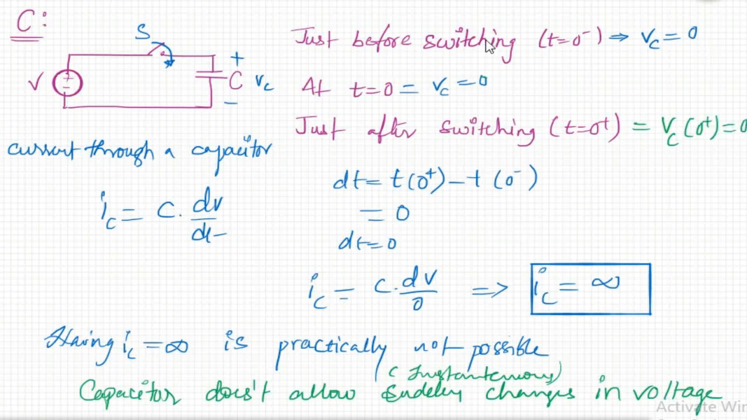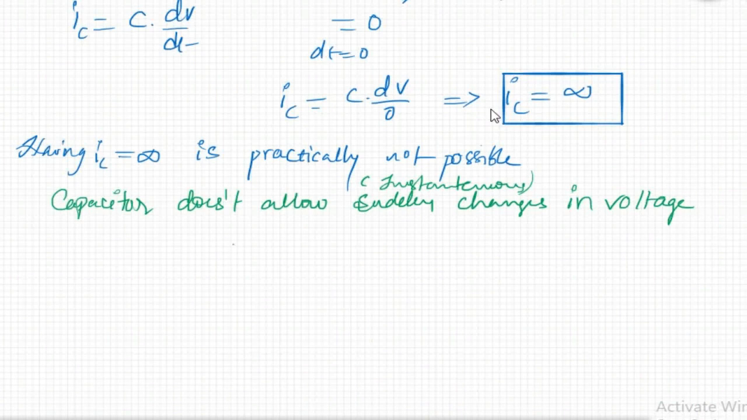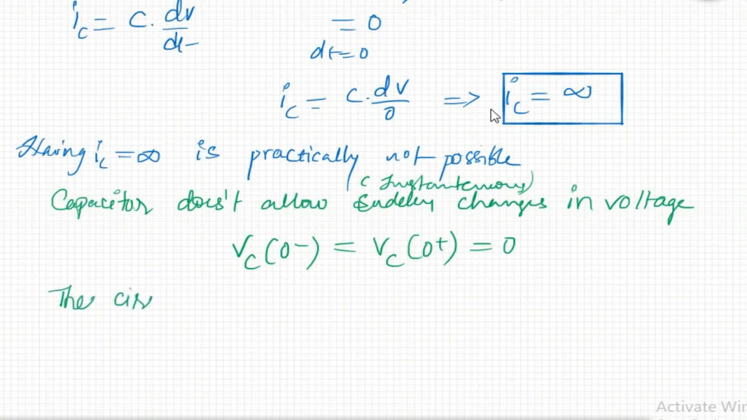So let us conclude here. That means VC(0-), the voltage across the capacitor just before switching, equals VC(0+). The value is equal to 0. That means the circuit is still behaving as if voltage equal to 0 means it is a short circuit condition, right? Behaving as a short circuit.